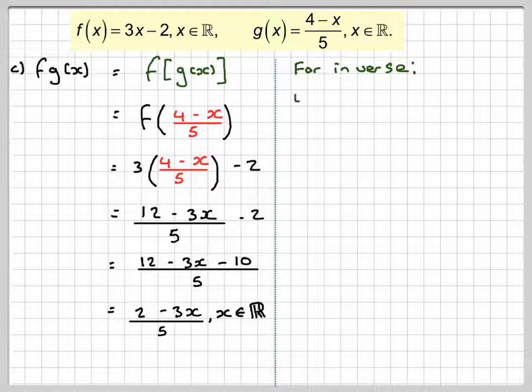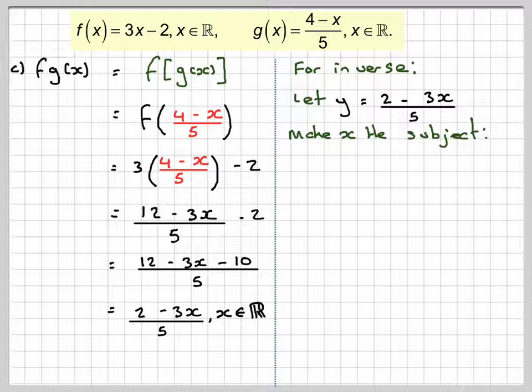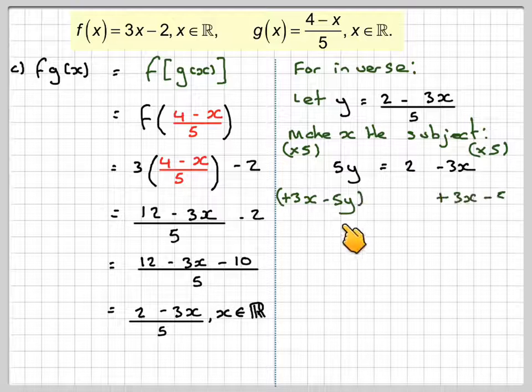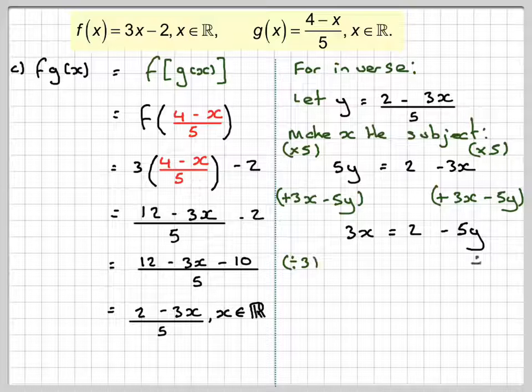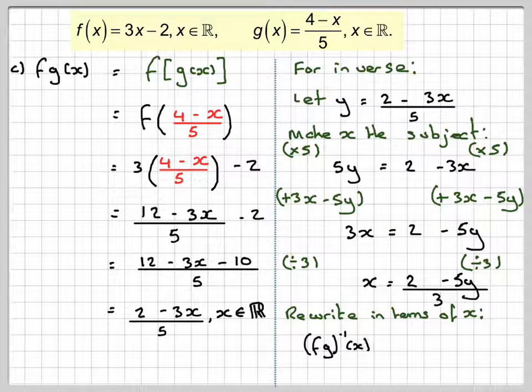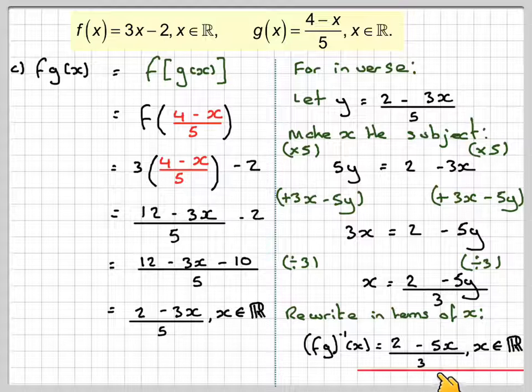For the inverse, we need to let y be equal to (2 minus 3x) over 5. Make x the subject. So times both sides by 5, we're going to get 5y is equal to 2 minus 3x. Again, add 3x, take 5y, or if you think of it, take 3x over here, 5y over here. We're going to get 3x is equal to 2 minus 5y. Divide both sides by 3, and we're going to have x is equal to (2 minus 5y) over 3. Rewrite in terms of x. We're going to have fg to the minus 1 is (2 minus 5x) over 3, x belonging to the set of real numbers. Take note of that.